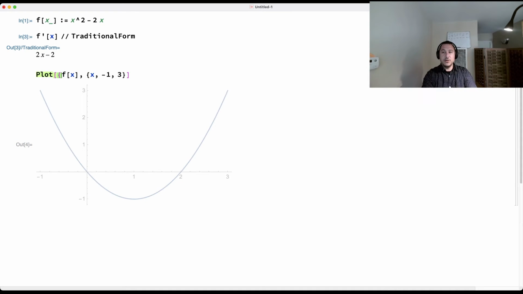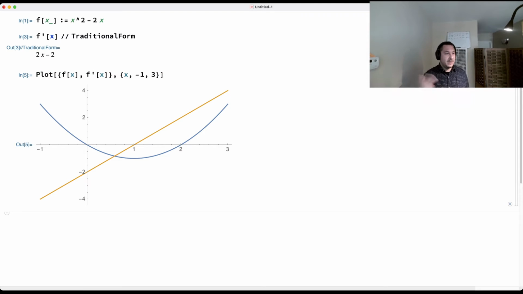So now we're also going to put in the graph of f prime of x, the derivative. There's your 2x minus 2. Okay, now I want to point something out to you. I'm going to sort of show you what's happening.